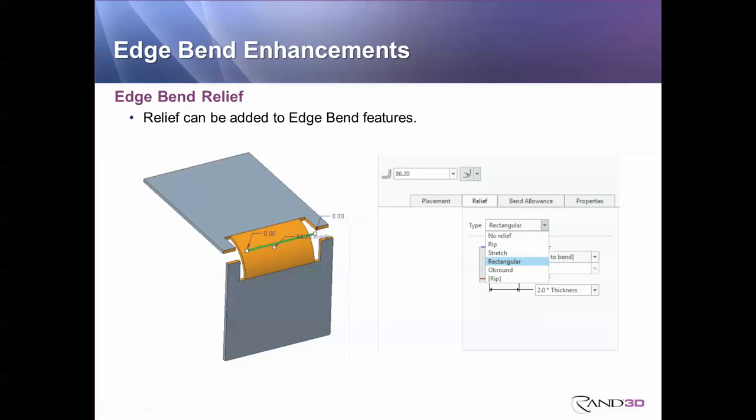With the edge bend, you do have some enhancements with that particular feature as well. You can see there that reliefs can be added to edge bend features. You will have the same relief options that you see with others. Of course, no relief, rip, stretch, rectangular, and obround. So you didn't lose any functionality in that score. Just the ability to add it in and of itself is enough of an enhancement. That's been a long time coming.